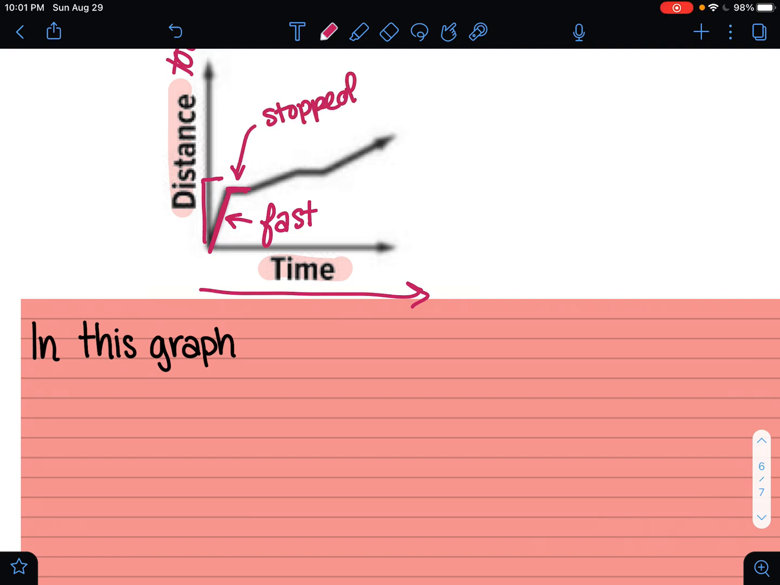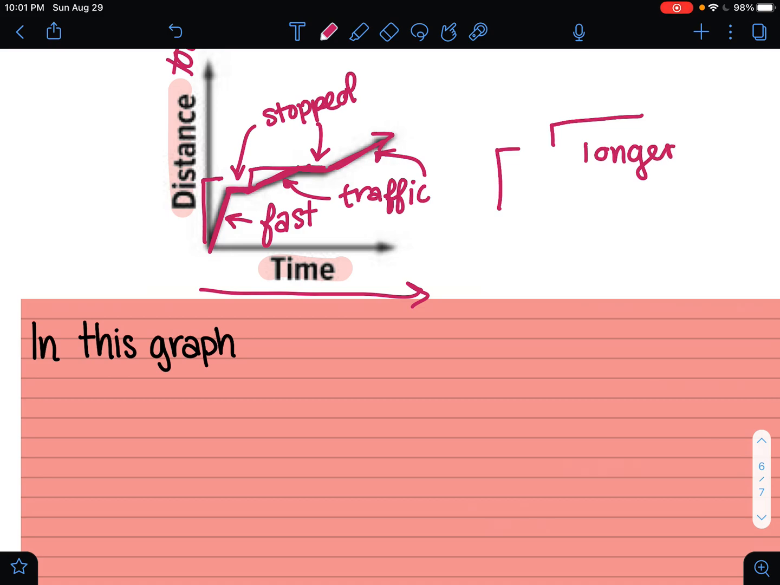And then as you move on, it gets a little bit slower and the line flattens out because it takes longer to move a short distance. So let's say there was traffic. Here's another stop, and here's another pretty slow drive over a long period of time and a short distance. So we could see the total difference of like that versus that. That means it's taking longer and it's less distance.